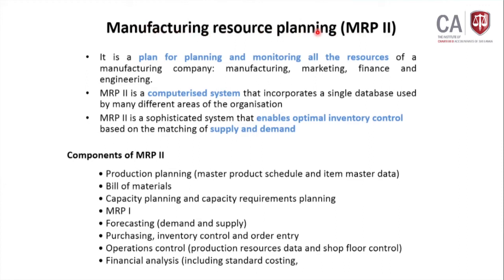Please remember this one. Material requirement planning is MRP 1. MRP 1 stands for material requirement planning. MRP 2 stands for manufacturing resource planning. The resources required for the manufacturing environment are analyzed and planned here, right? So MRP 2 is for planning and monitoring all the resources. It's planning the resources. It doesn't plan the manufacturing requirement, right?